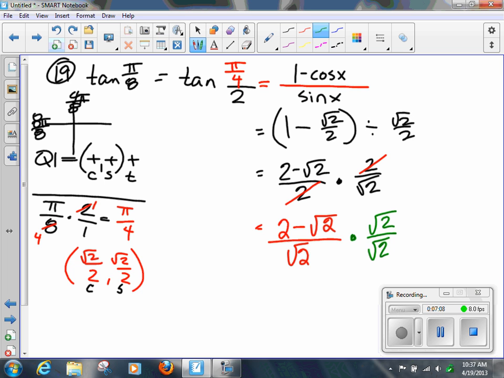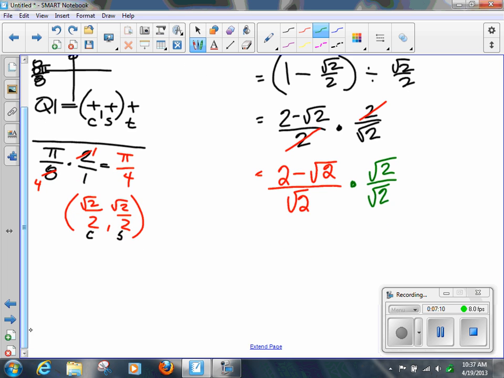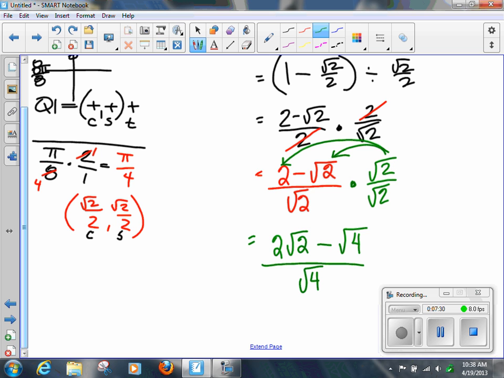Okay, watch. This is a binomial times a monomial. Distribute. So I've got 2 root 2 minus root 4, correct? Which is, I'll fix it in a minute. And then root 2 times root 2 is root 4.